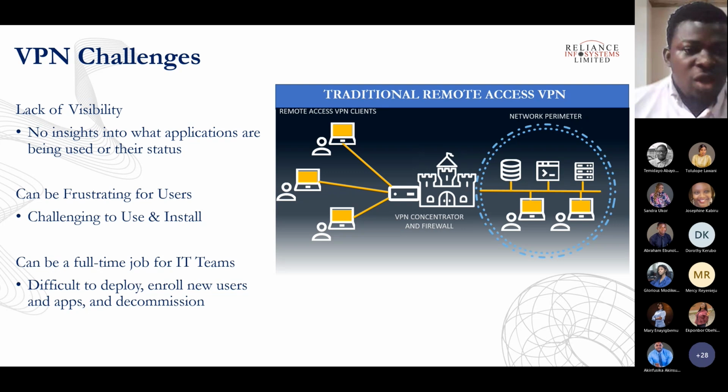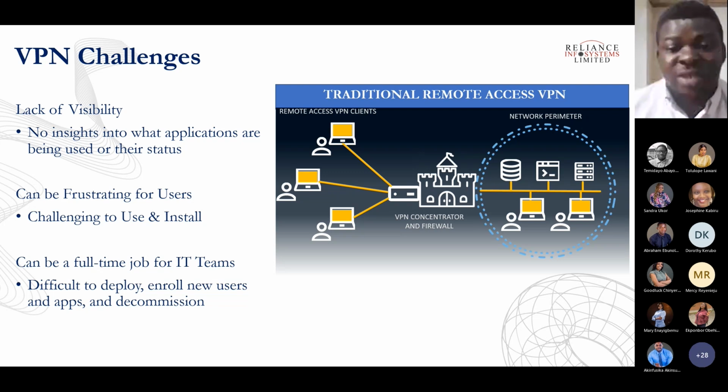There is also a lack of visibility when it comes to VPN. Most times, you don't really have visibility into what application users are accessing at that particular time, what their usage or status is, or what they are consuming. So all these things are some of the major challenges you can experience when using a VPN in your environment.